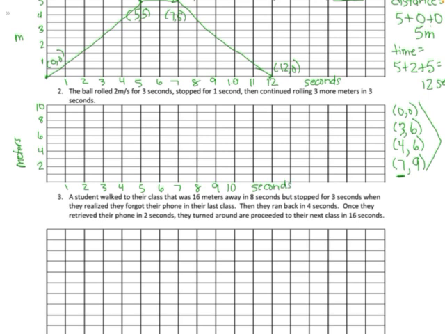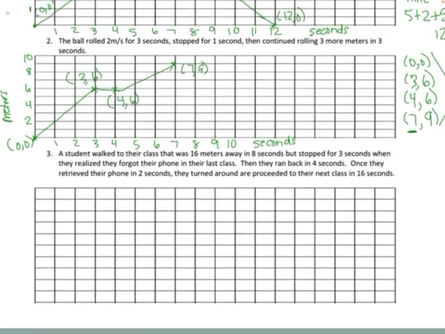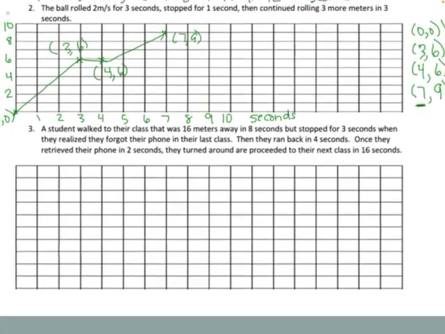And then I just have to plot my points. It'll be 0, 0. Then it's going to be 3, 6. Then it's going to be 4, 6. And 7, 9. And then we connect them. And there we go. And I like to add my coordinates on there, just so we know. And that's the second one. I'll do the third one in the same way as the second one real quick to help you out.